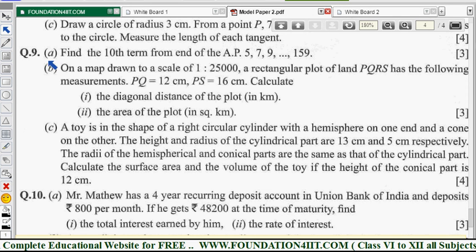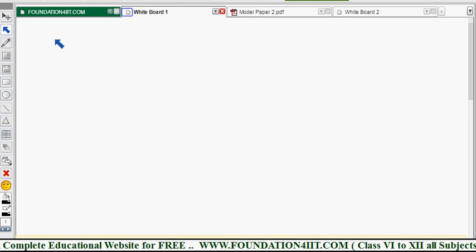So in question number 9, the first one is from progressions. The question is: find the 10th term from the end of the series 5, 7, 9, and so on, up to 159. So how do we find the term from the end? We use the formula for the nth term from the end. Let me show you the formula and solve the problem.